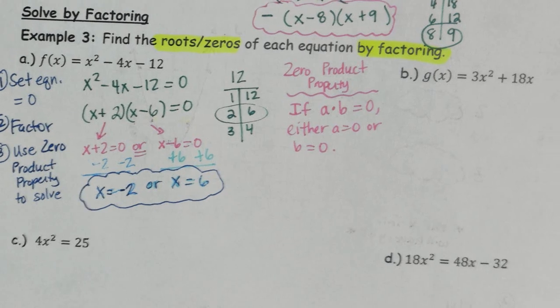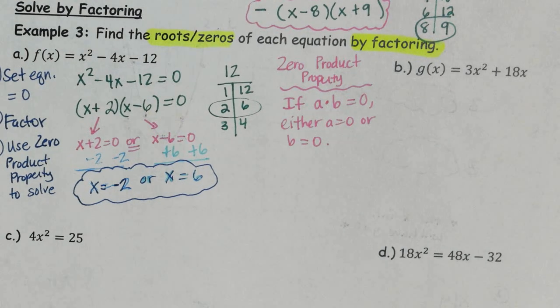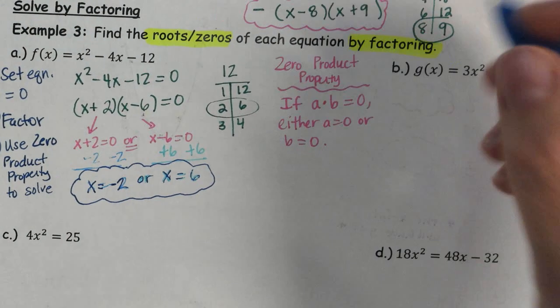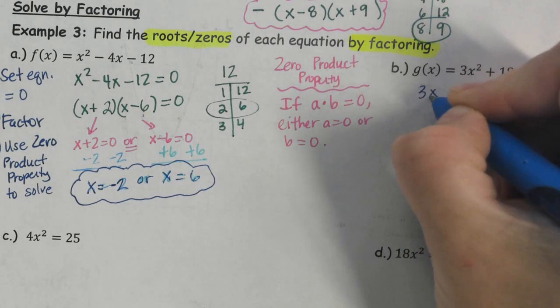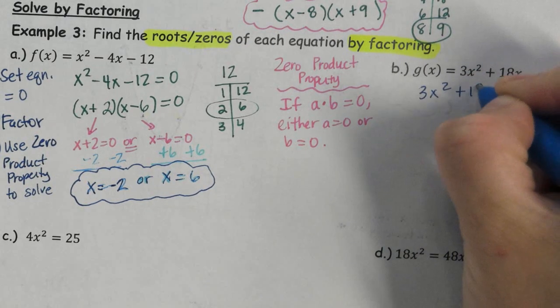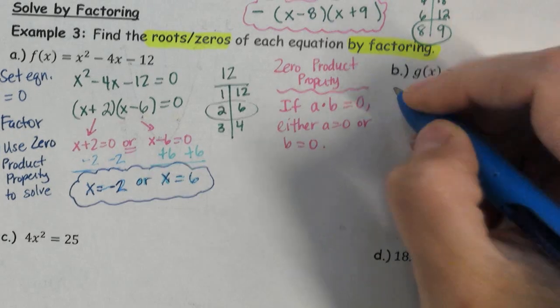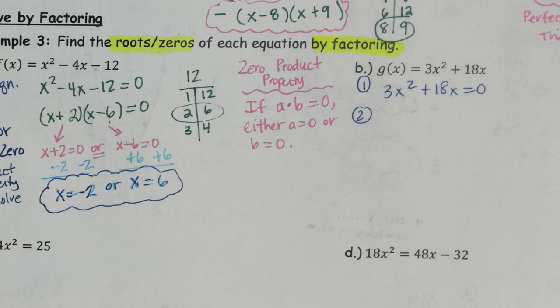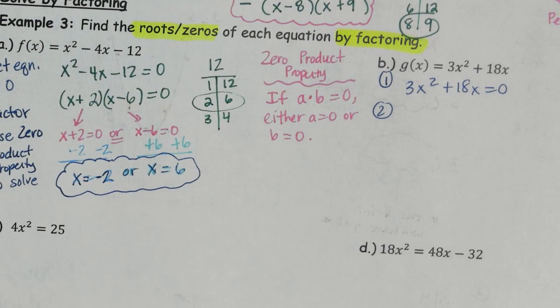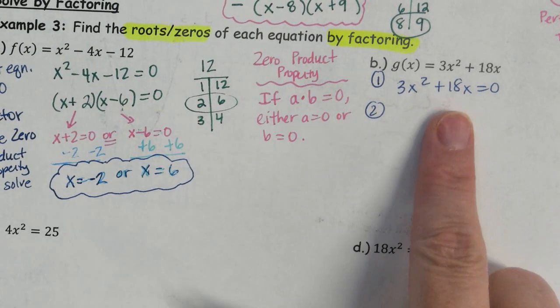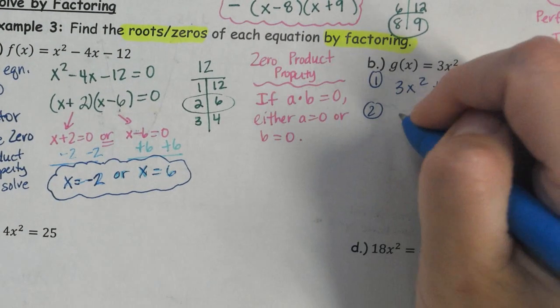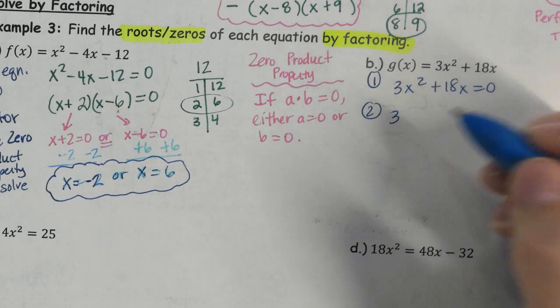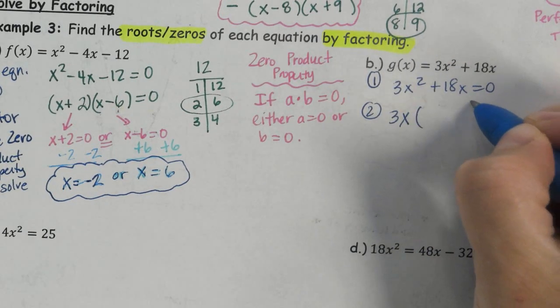All right, so let's try B. So step 1, we're going to set the equation equal to 0. So I have 3x squared plus 18x equals 0. Okay, step 2, I'm going to factor. Now this is a binomial, so right away I'm looking for a pattern or a GCF. What goes into both of those? 3 and x. So let's take out 3x.